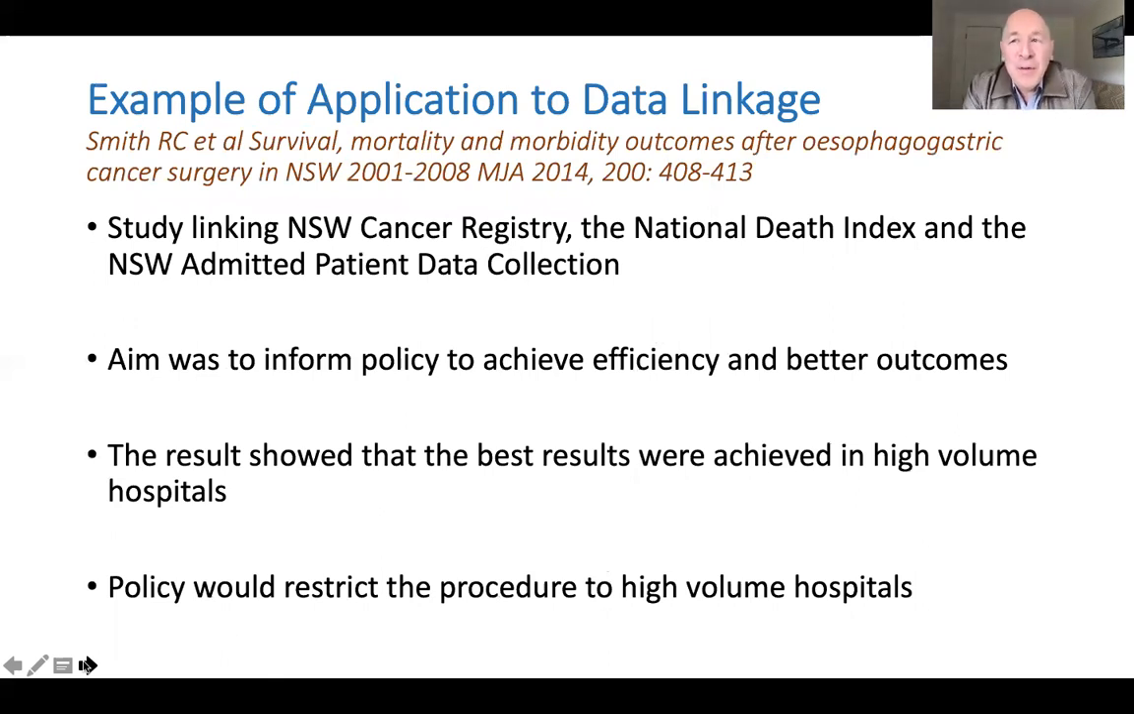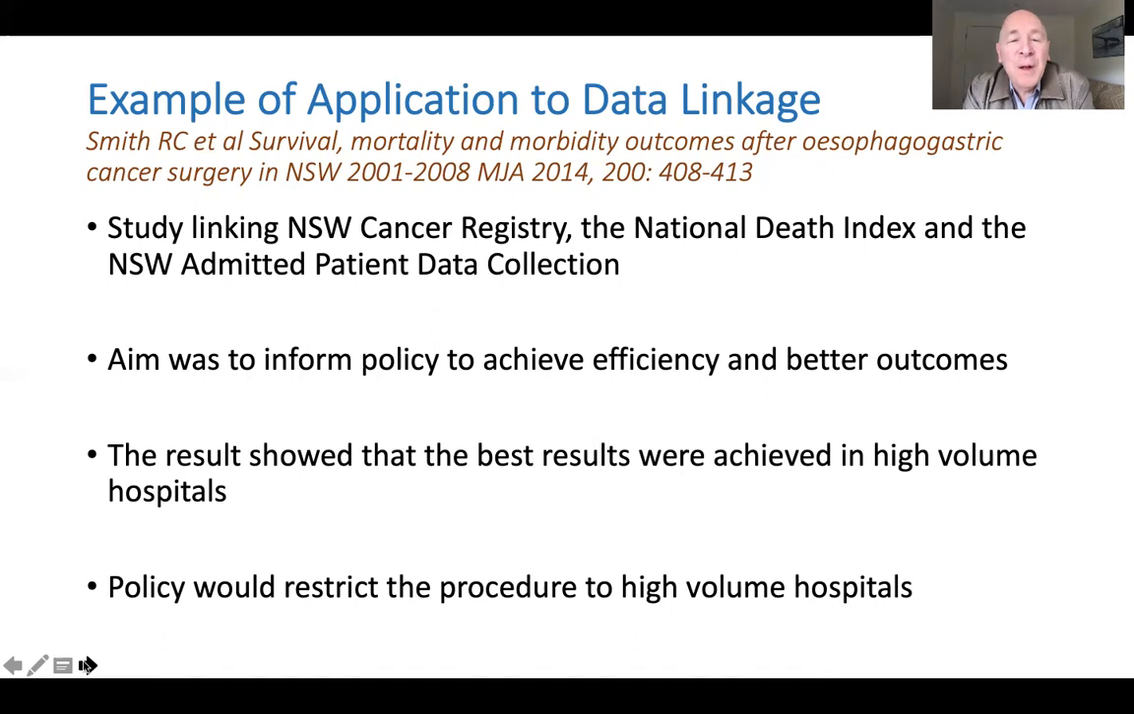So if that's the framework, what's an example of the application to data linkage? And I think a particularly good example was a paper published by Smith and colleagues looking at survival, mortality and morbidity outcomes after esophagogastric cancer surgery in New South Wales. It was published in the MJA in 2014. And this was a study where data from the New South Wales Cancer Registry, the National Death Index, and the New South Wales Admitted Patient Data Collection and Administrative Data Set were linked together.